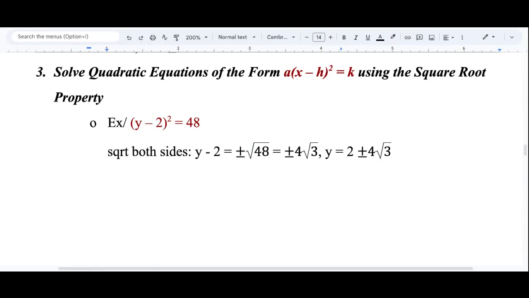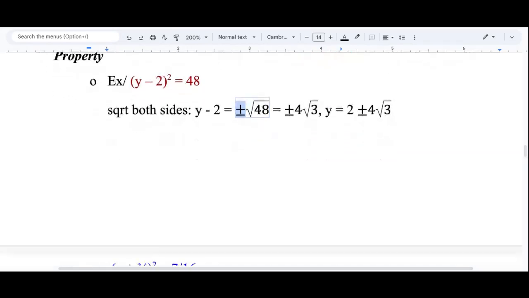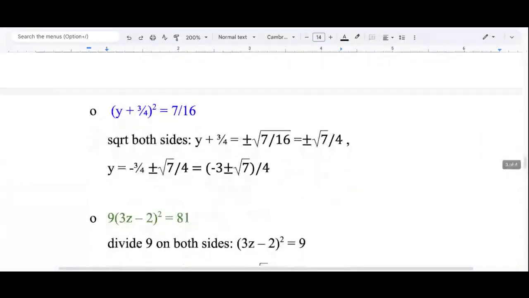Okay. Thank you. Anyone else has any questions? One thing to remember is when we square root, the other side has to be plus minus 2 values, because when we square negative values, it's also positive.